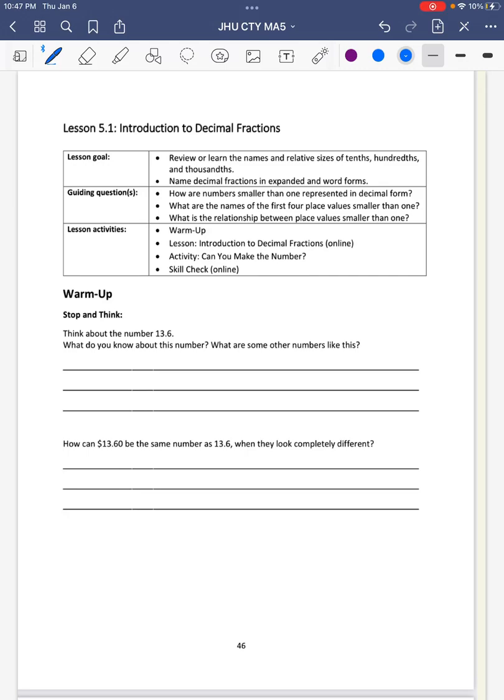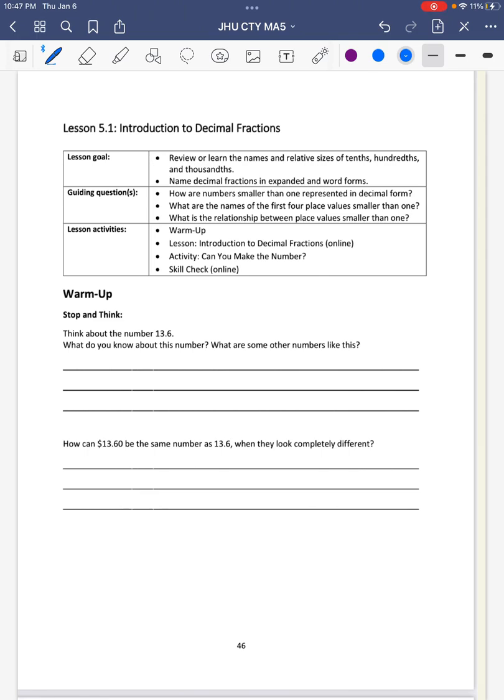Alright guys, welcome back for Unit 5. This unit's whole focus is decimals. At the very end of the unit we'll go over scientific notation, which has to deal with decimals and exponents to the power of 10.